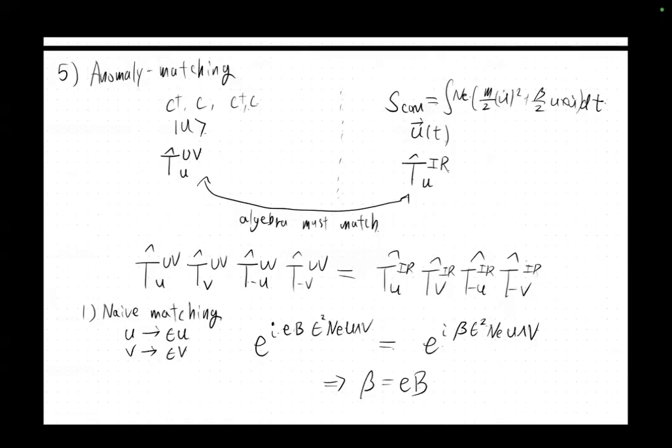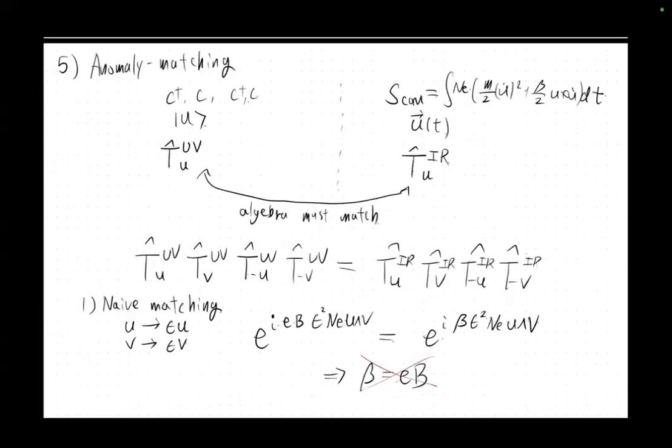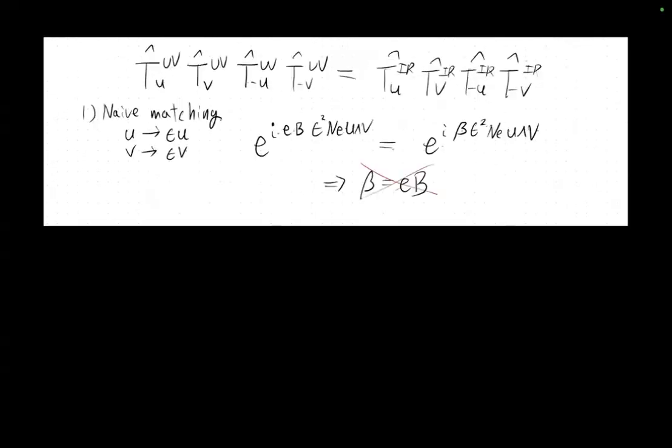But we know this is wrong, right? We are missing a contribution. We are missing a topological contribution. Somehow this naive matching procedure does not give us the correct answer. So why is this wrong? And actually, I already showed you why this could be wrong. So what's the correct matching procedure?